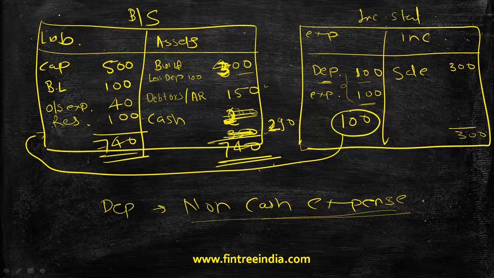So again, which sources of funds do we have? Owner's contribution 500, bank loan taken 100, 40 is the liability, that means we've made some expenses but we've not paid these people, and the amount of profit reinvested is 100. And what is the application of these funds? 300 have been applied towards the building, 150 is the accounts receivable, these people are supposed to pay us back, and cash 290. So again our balance sheet tallies, and with this we will finish our 60-minute guide to accounting.